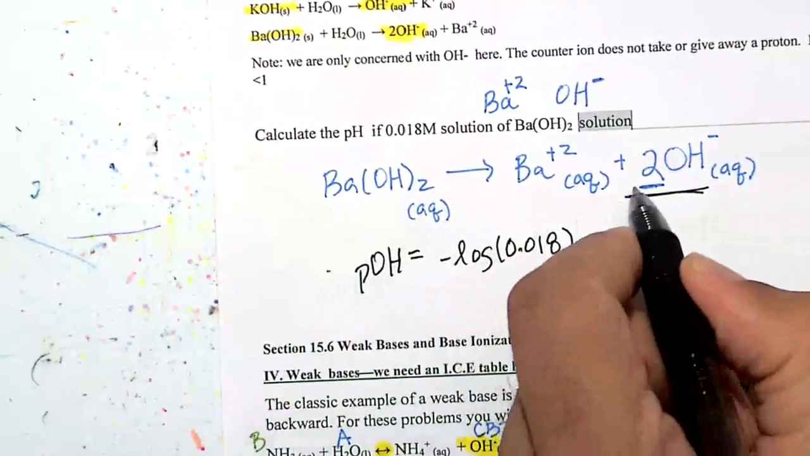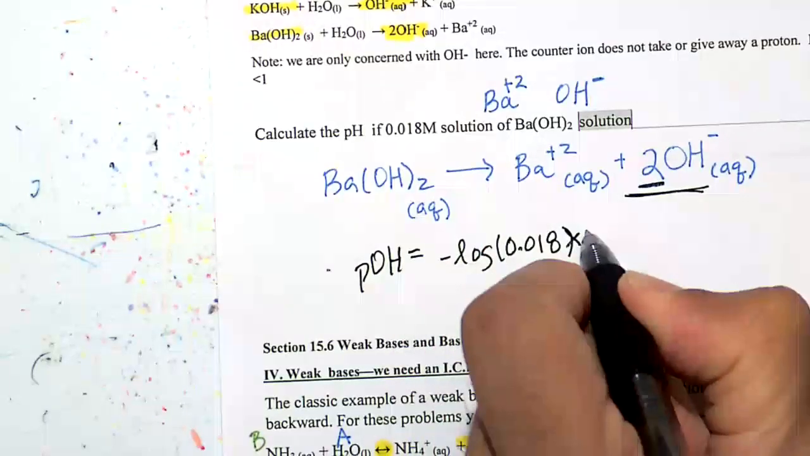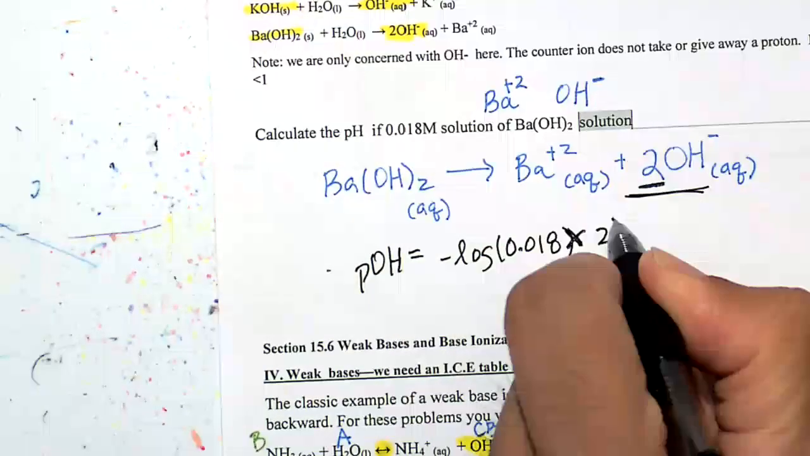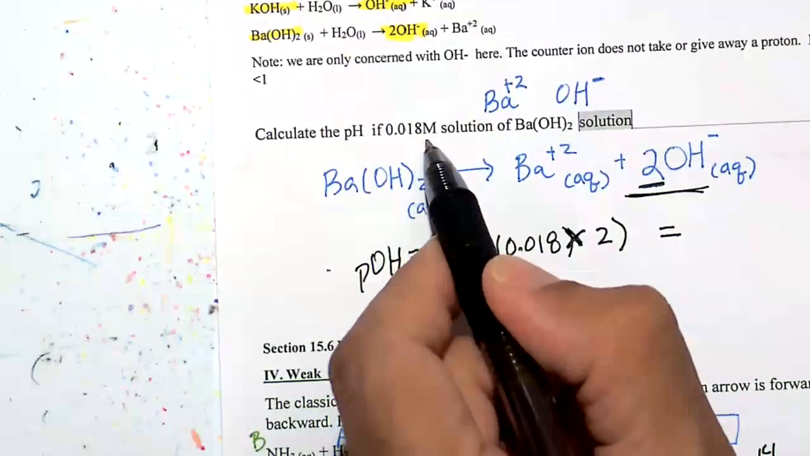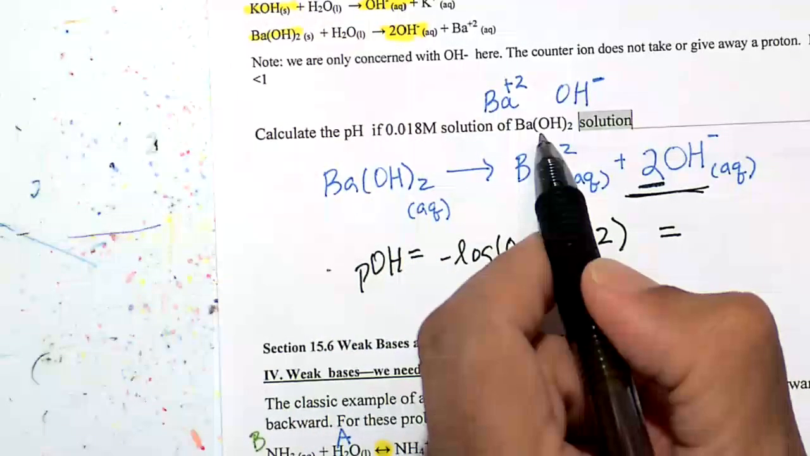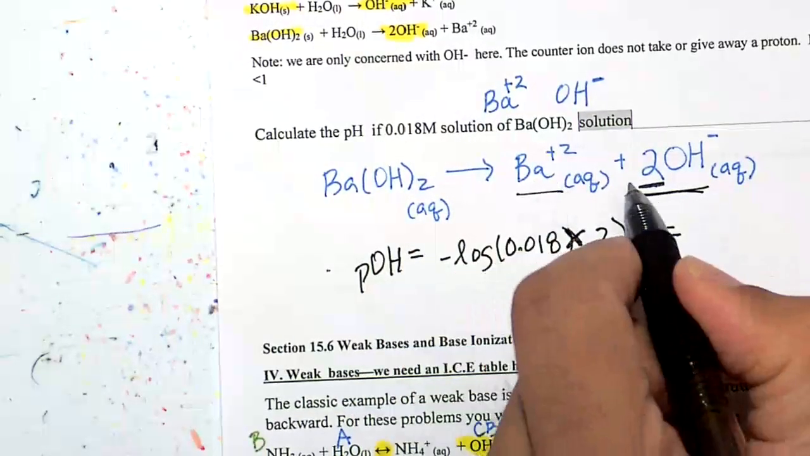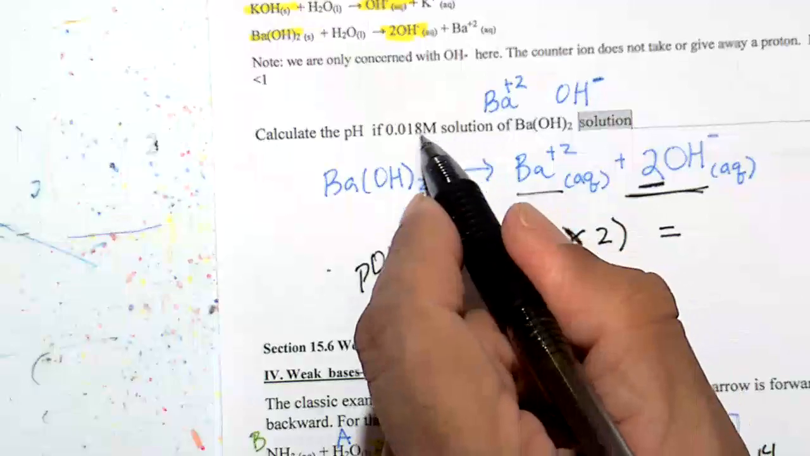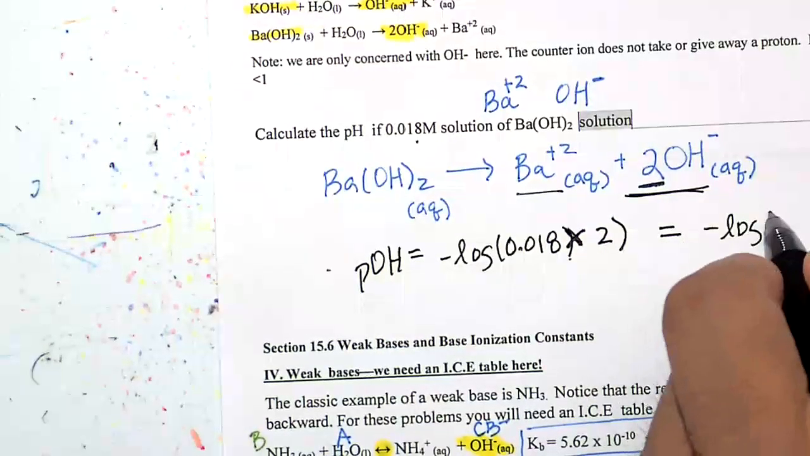But this is actually incorrect, because how many OHs are there? We actually have to multiply this by 2, because 0.018 molar barium hydroxide, when it dissociates in water, gives you barium ion and 2 OH minus, not 1 but 2. So we're going to take this and multiply it by 2.